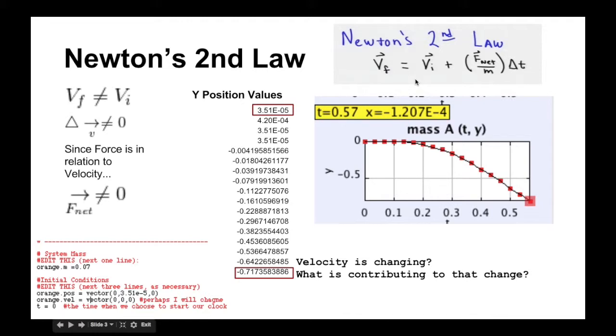So I was using Newton's second law to help me investigate what its final velocity was and seeing how different forces contributed to a change in velocity of the orange. So I assumed a few things here. I knew that my final velocity was not my initial velocity, that the change of velocity was non-zero. And since I knew that the forces played a role, it has a relationship to the velocity, I knew also that my net forces were non-zero.